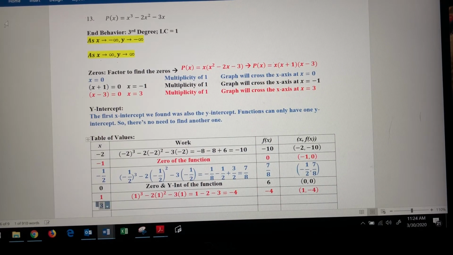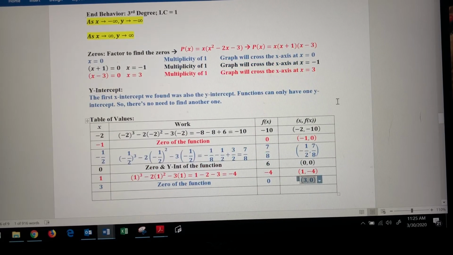And then I want to plug in my next 0. I didn't plug in 2. You could if you want to be a little more exact with your graph, but I just wanted one value in there between 0 and 3. So the point (3, 0) is on the graph. And I'm going to plug in 4, just outside of the final x-intercept. When you do all the work, you get 20. So the point (4, 20) will be on the graph.